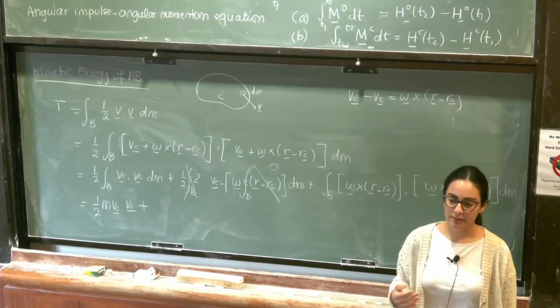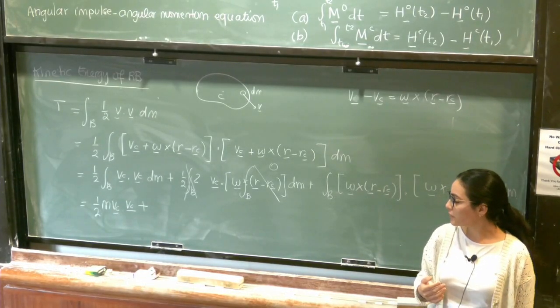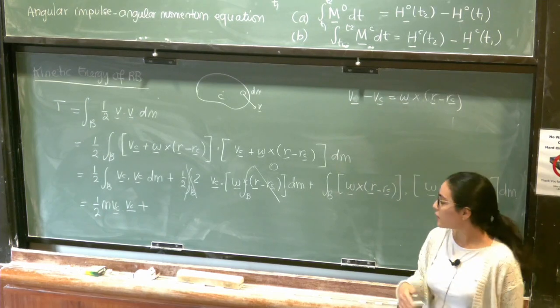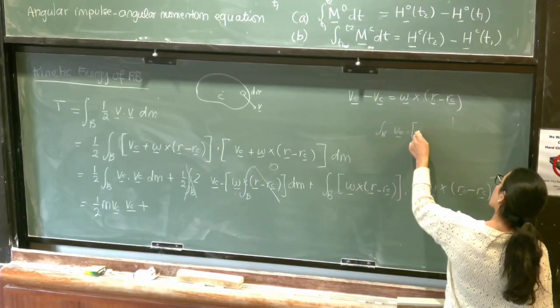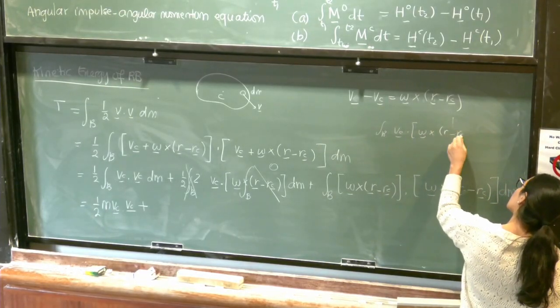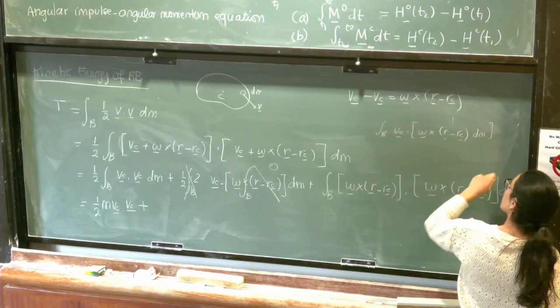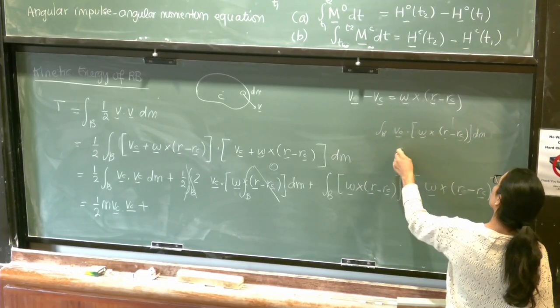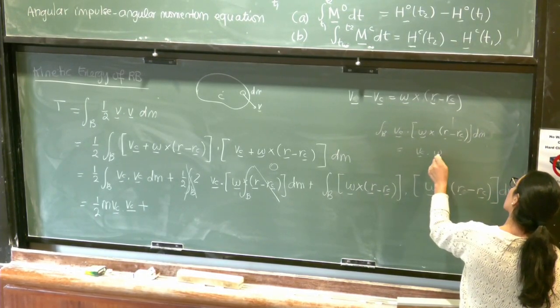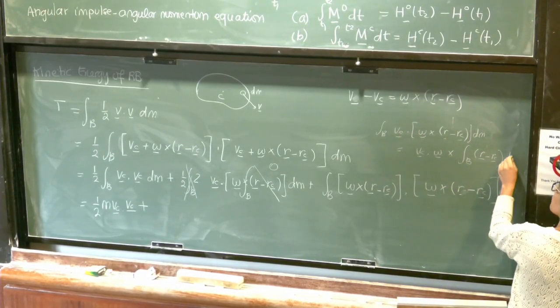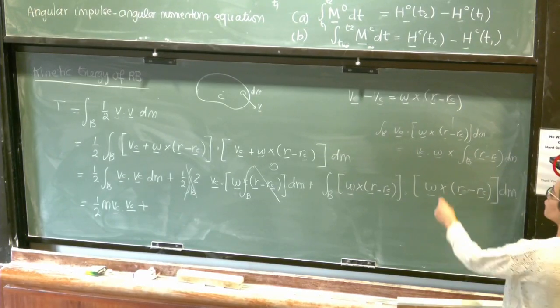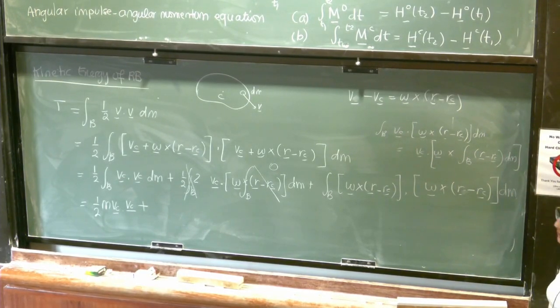What happens to the cross product when you pull out the Vc and omega? Nothing, it's still there. So instead of having the integral of Vc dot omega cross (r minus rc) dm, I'll have Vc dot omega crossed with the integral of (r minus rc) dm. And you have to do the cross product before the dot product. What else?